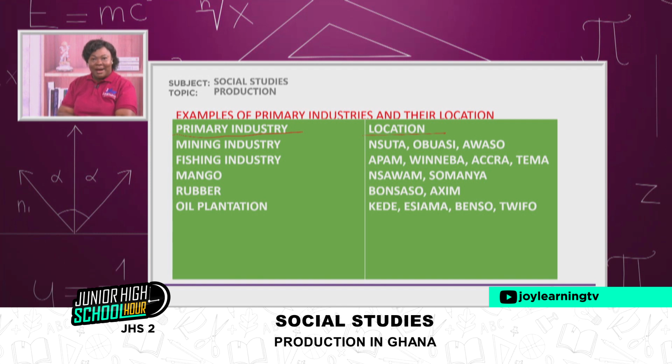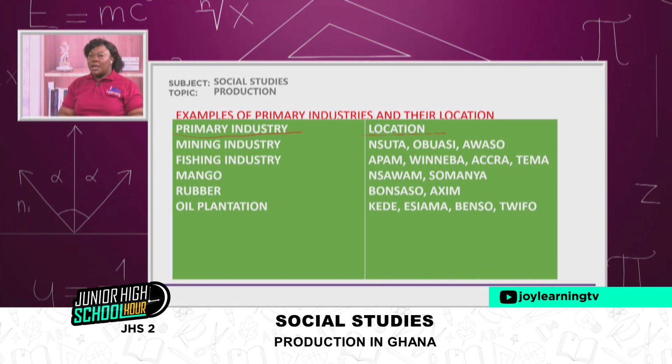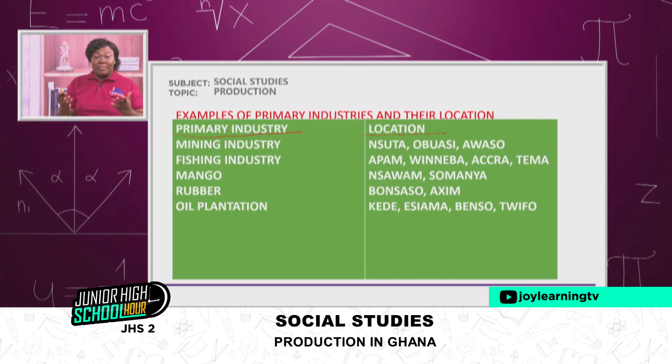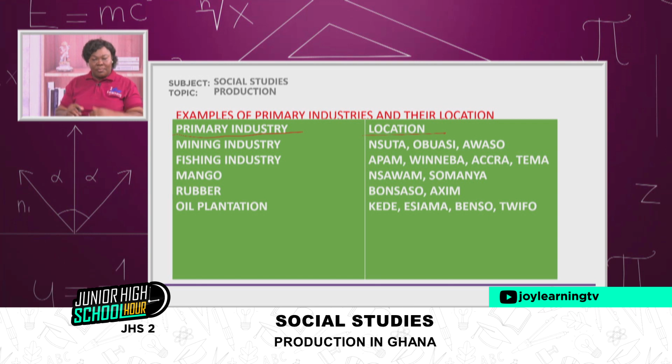Now let's look at rubber. Rubber is found or located at Bonsaso and Axim in the Western Region of Ghana. Then oil plantation. We have Kade in the Eastern Region of Ghana around the Oda area, and then Esiama in the Western Region, and then Benso and Tarkwa. So that's Tarkwa Prestea area. You can get oil plantation. So most of our palm nuts or palm oil is from that area.